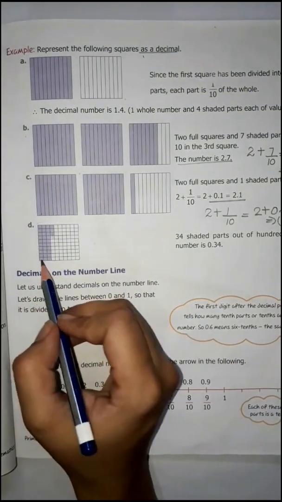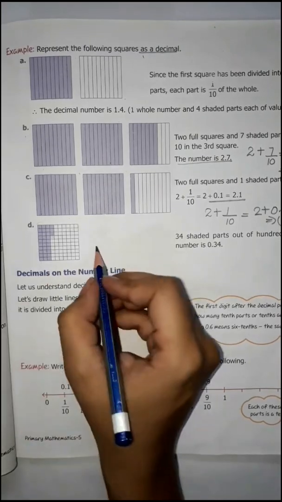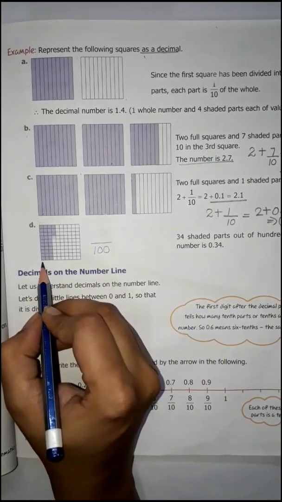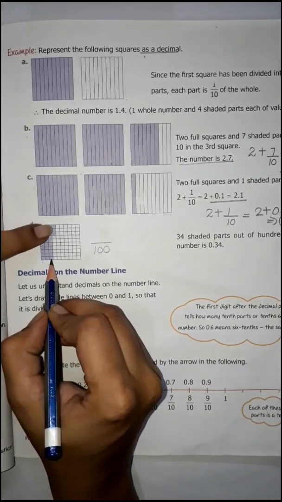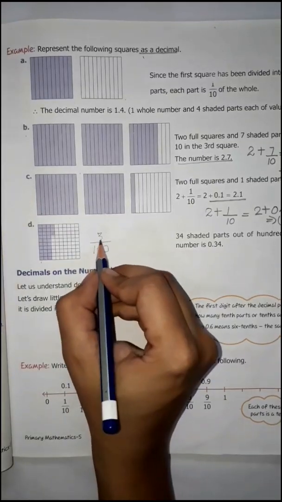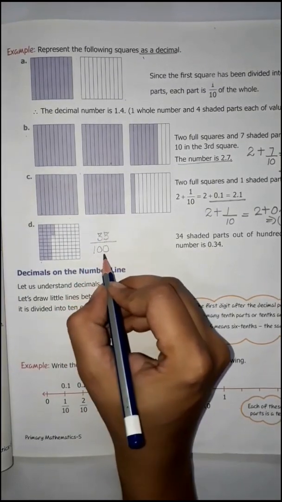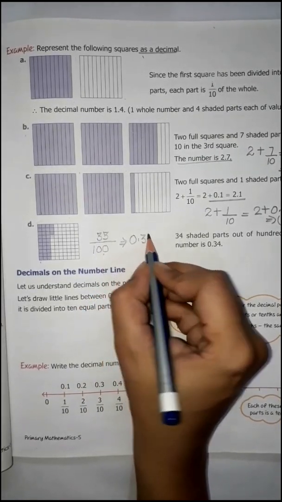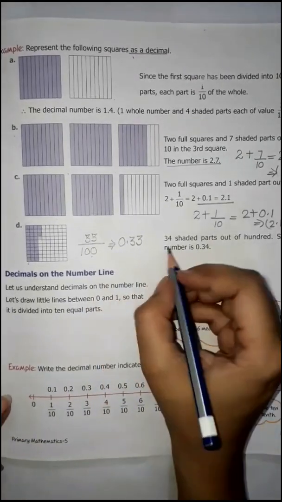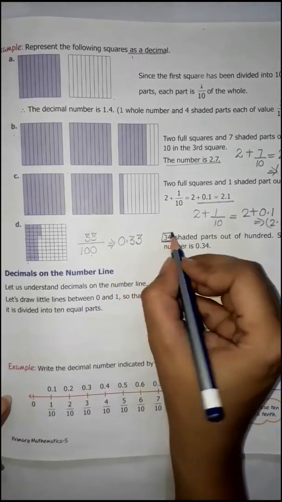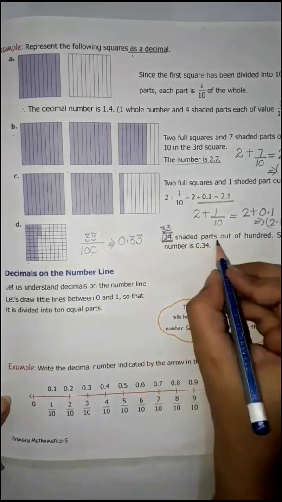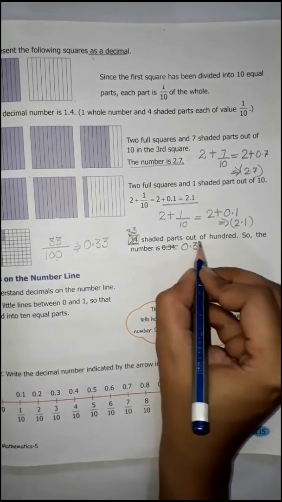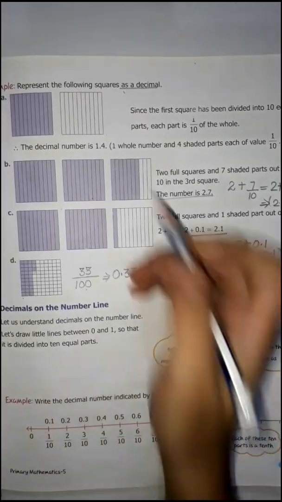Now see part D. Now children, here the total number of boxes is 100. And how many are colored? So count the first line. You will get 10 parts, then 20, then 30, then 31, 32, 33. So that means 33 are shaded and total parts are 100. So this is a fraction, and if you divide, what do you get? 0.33. Children, here is one mistake. This is written 34. Make it 33. 33 shaded parts out of 100. So the number is 0.33.